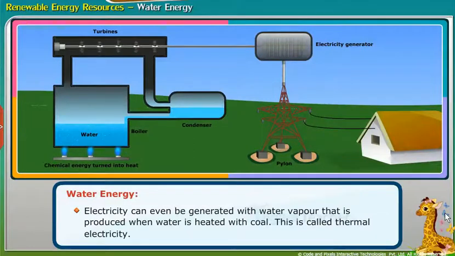Electricity can even be generated with water vapor that is produced when water is heated with coal. This is called thermal electricity.